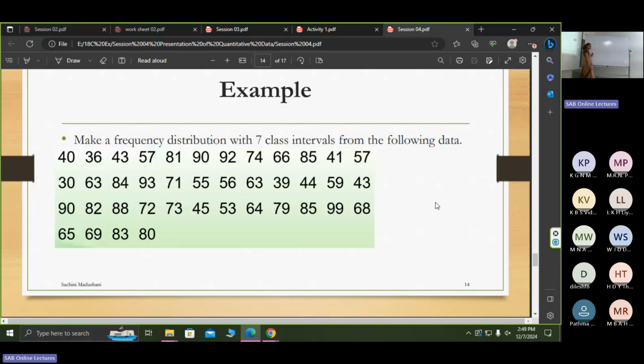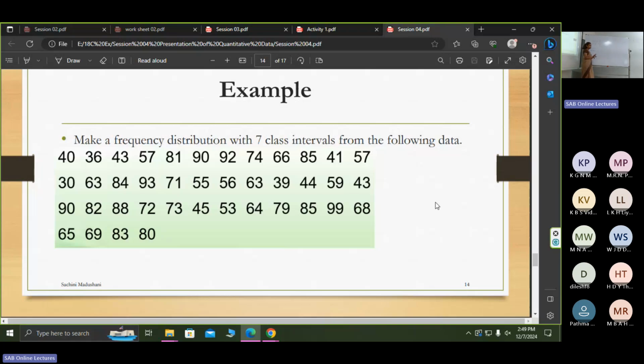Then third step, we identify the number of class intervals. How many class intervals do we need to insert here? This question gives 7. Understood? Normally the maximum number of class intervals is 20. Other than that, we cannot use any number of class intervals. Then fourth, we decide the size of the class interval.